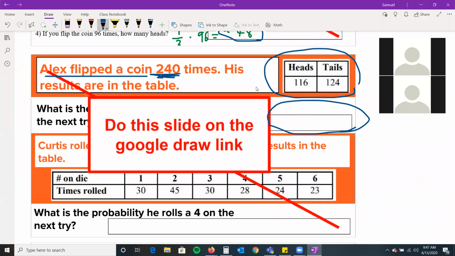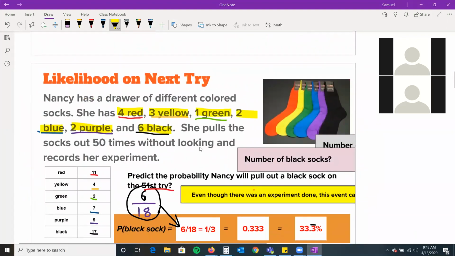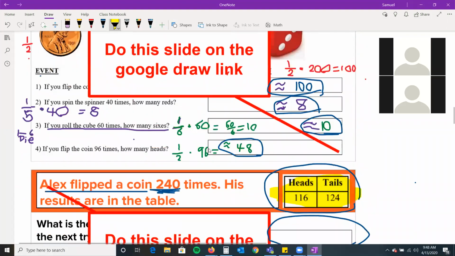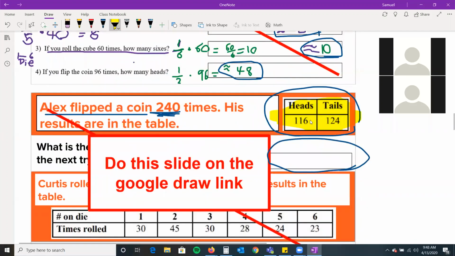So even though we have these results here, right? This goes back to our first sock example, right? So the first one, where yes, there was more tails than heads, and she flips a coin 240 times. But if they flip another time, the probability is still 50-50, right, for that coin. So the probability of getting a tails would be 1/2, or 50%.